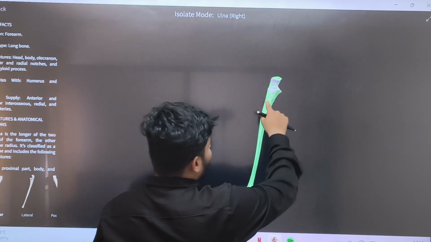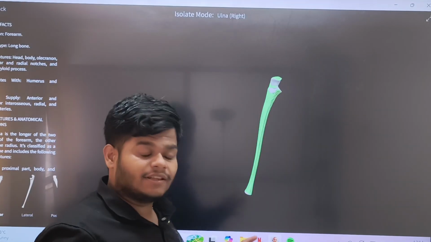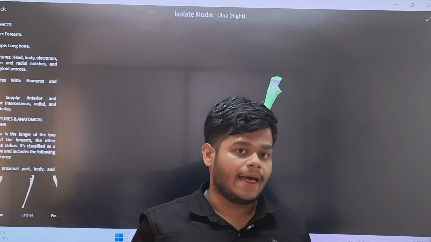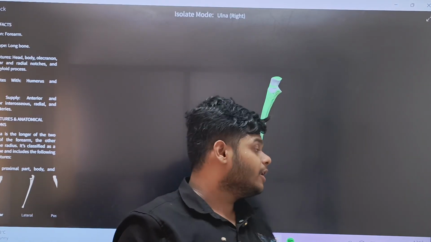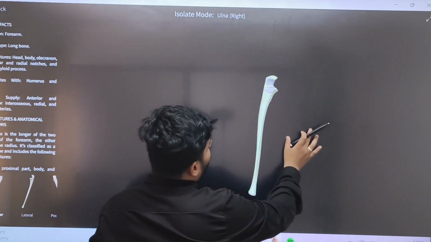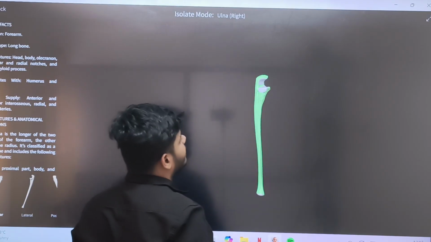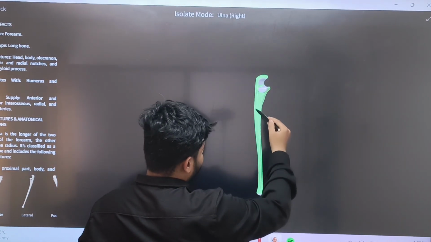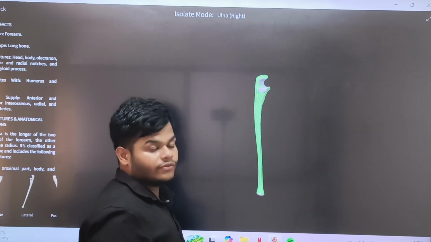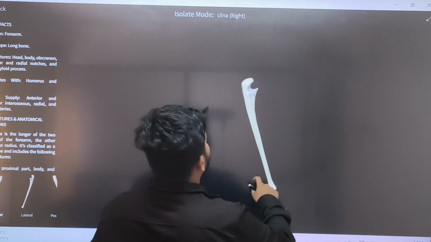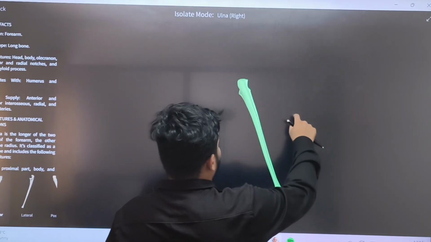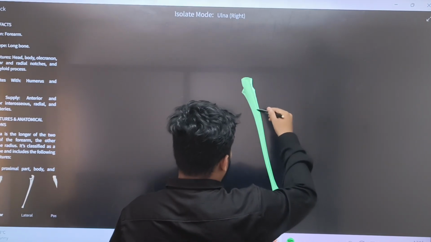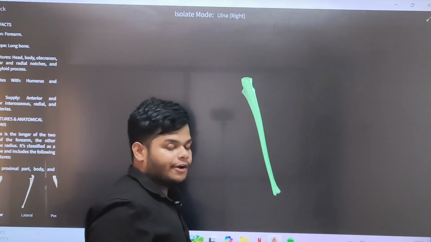Here is the presence of a lateral border. It does not contain the medial border. The radius does not contain the lateral border and the ulna does not contain the medial border. This is the lateral border. This starts from the supinator crest, which we have seen here, and ends at the styloid process downwards. This is the biggest border, the largest border, which is called the posterior border, which starts from the triangular surface of the olecranon towards the end of the styloid process.